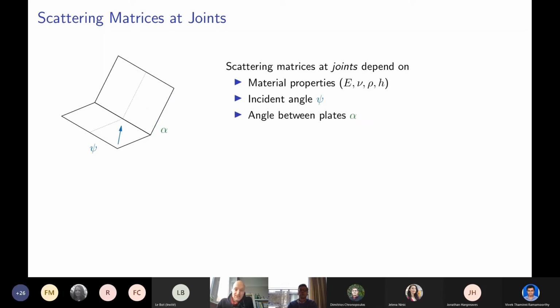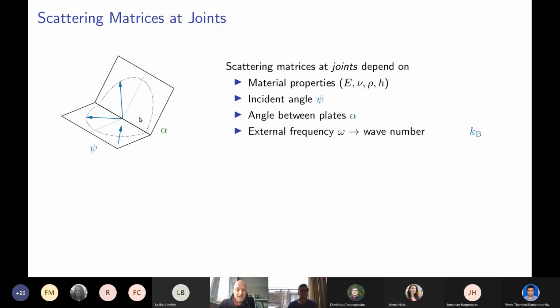Now, this changes if there is an angle alpha between the plates. First of all, there will be a transmitted wave as before, but there will also be a reflected wave from the interface. So you have a bending wave going in, and parts of the bending wave being transmitted and parts of the bending wave being reflected.